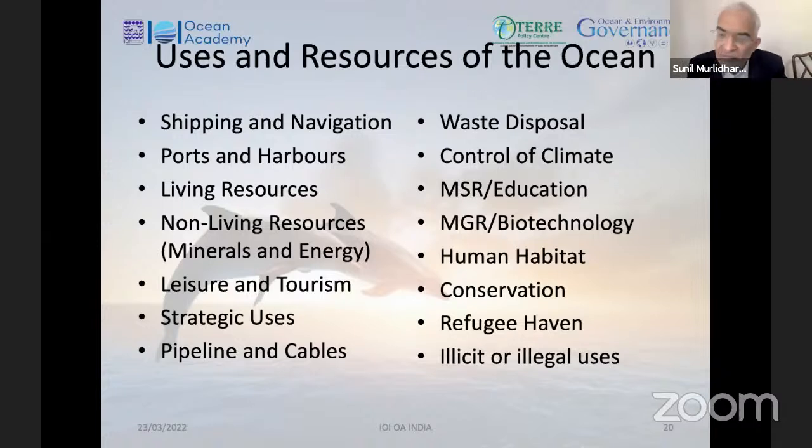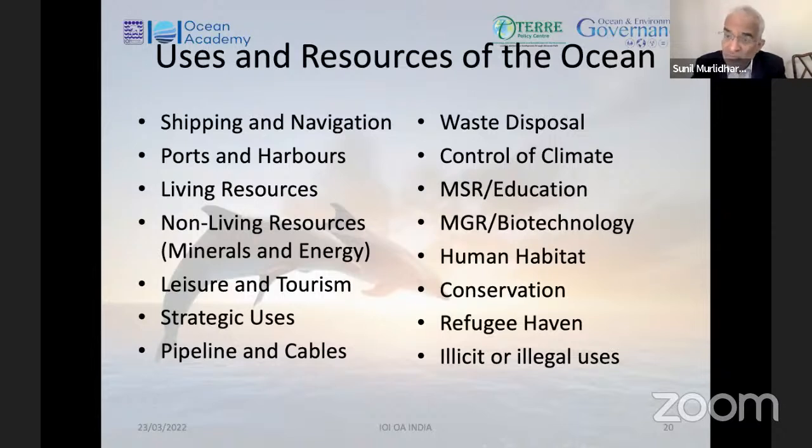But we would nevertheless talk about strategic uses, because a lot of these strategic uses also create opportunities, inventions and discoveries. In fact, a lot of the things that we know about the world have happened as a result of strategic developments in the area of arms and manufacturing and technology and military uses and so on. And then I mentioned cables and pipelines.